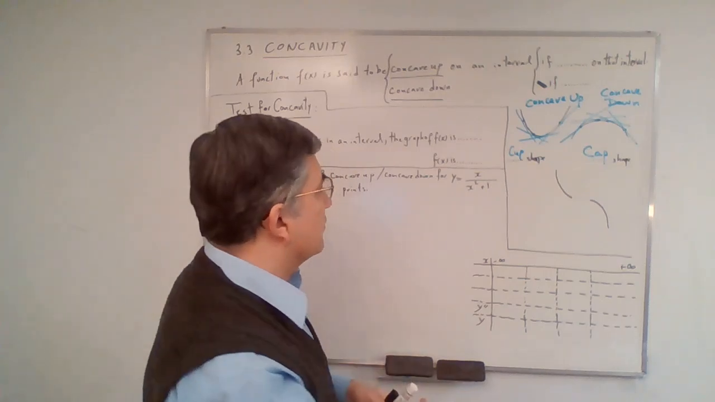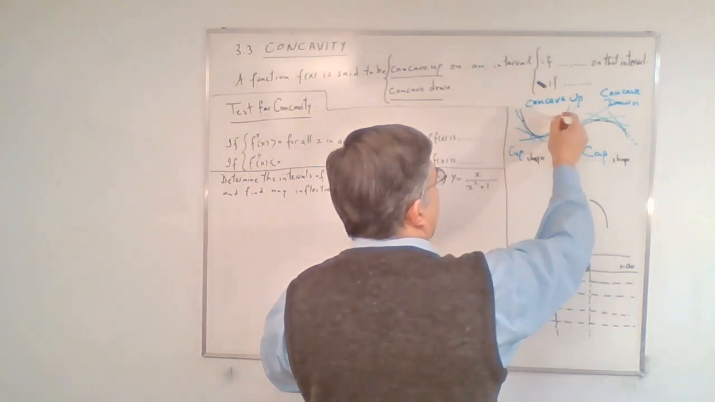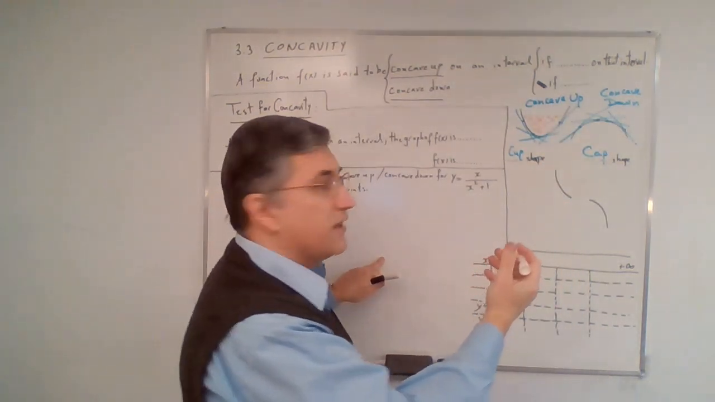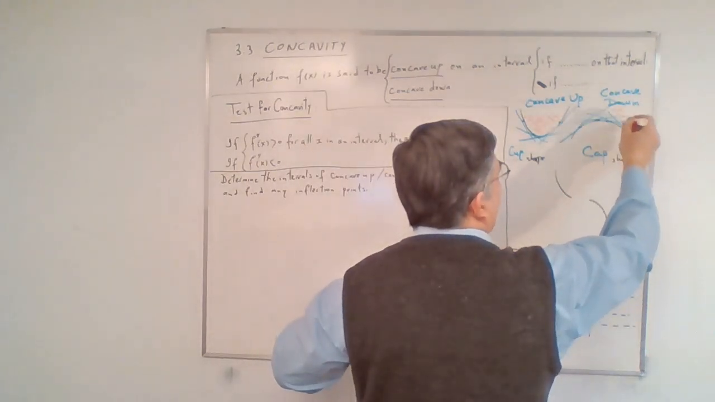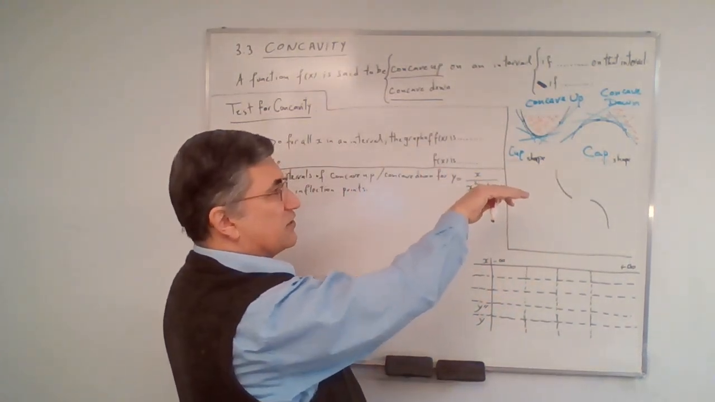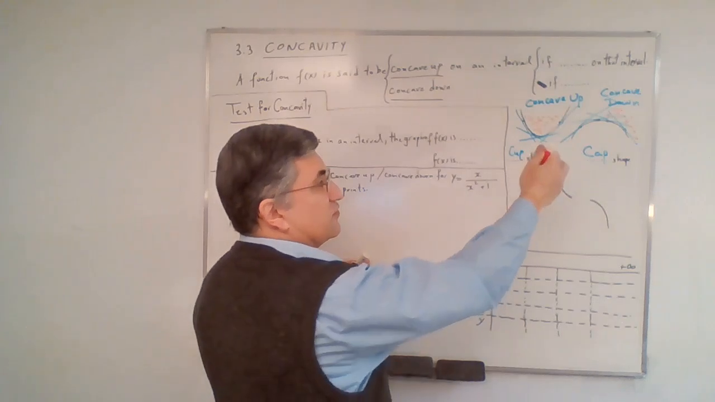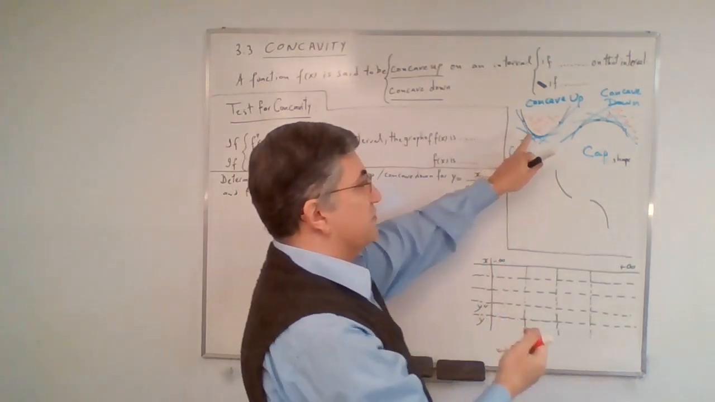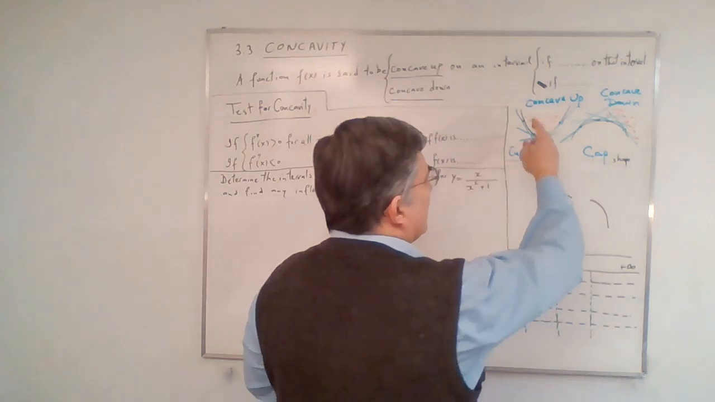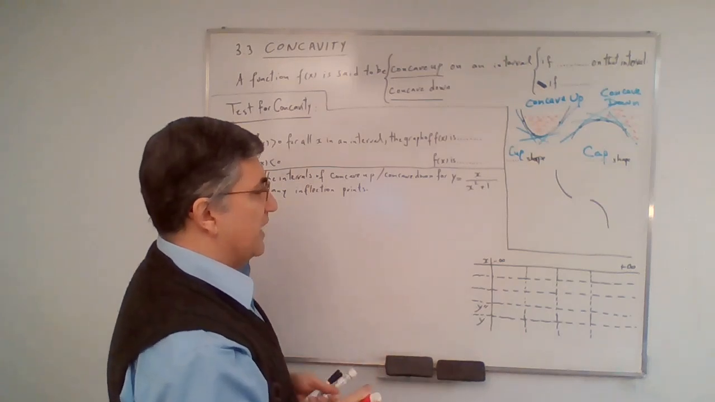You may think of this first graph as a container. Actually here the graph holds water, all right? But here it doesn't hold water. If you just pour water, because of the concavity of the graph, the water is not going to stay inside the container as it did in the previous case. The water is going to be pouring out. So we have two situations. Either the graph is concave up or the graph is concave down.